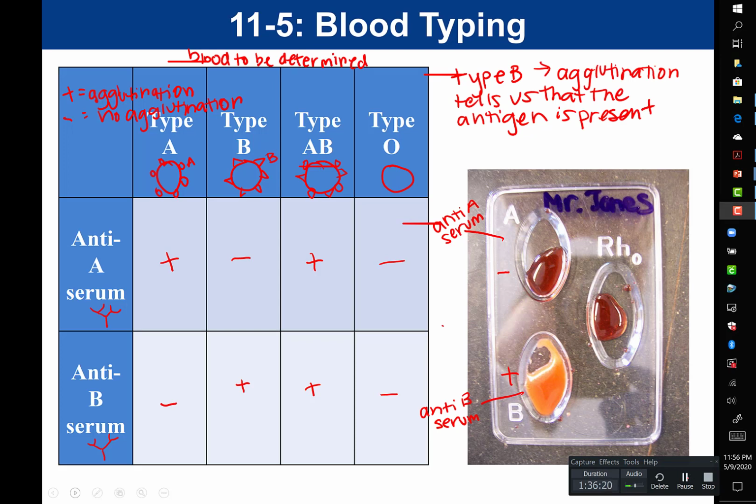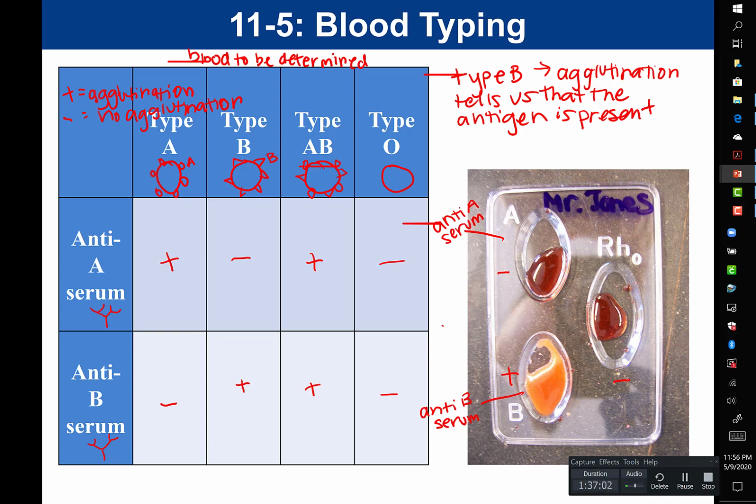Coming back to determining somebody's blood type. This third well on the depression plate says Rh. That is going to be taking that person's blood, so Mr. Jones' blood, and mixing it with anti-Rh antibodies. Notice that when you mix the blood with the anti-Rh antibodies, you get no agglutination. There's no clumping there. If we don't have agglutination, is the Rh factor present? The answer is no.